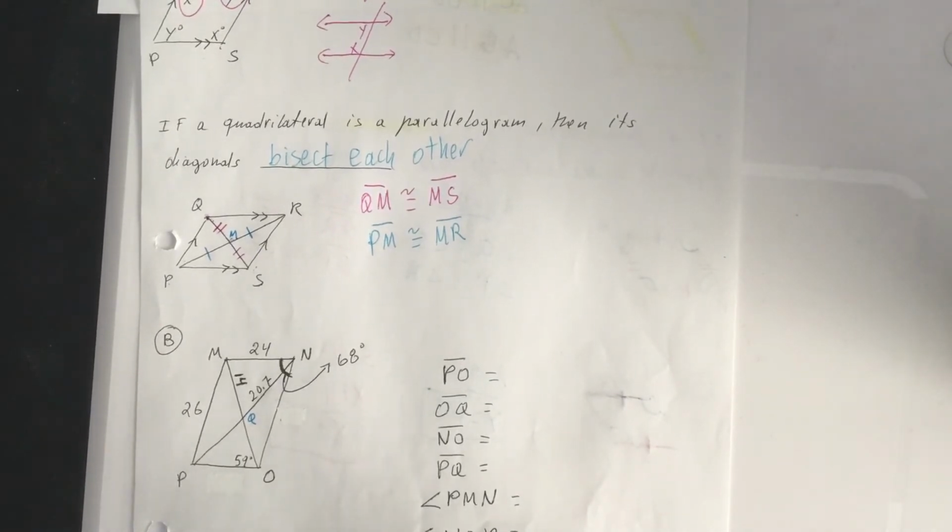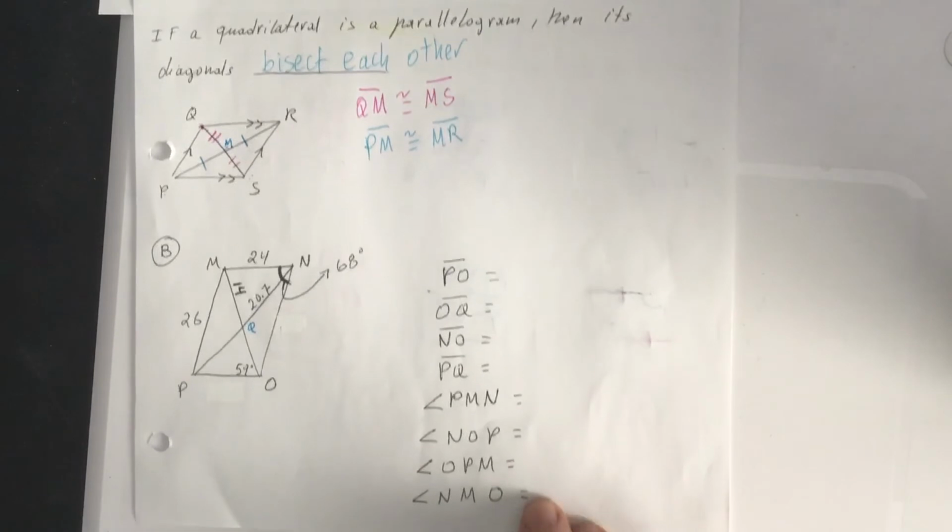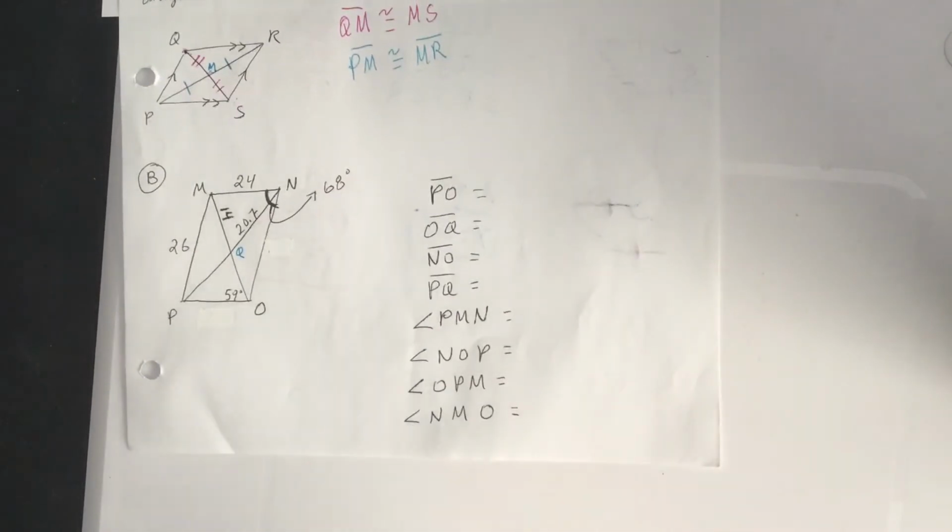So let's see if we can figure out this problem over here. There's a bunch of information that we're looking for. They want to know what is PO, OQ, NO, and so on. And we're going to be using all of the properties of the parallelograms. So pause the video, see if you're able to figure it out. All right. So let's start with this problem.